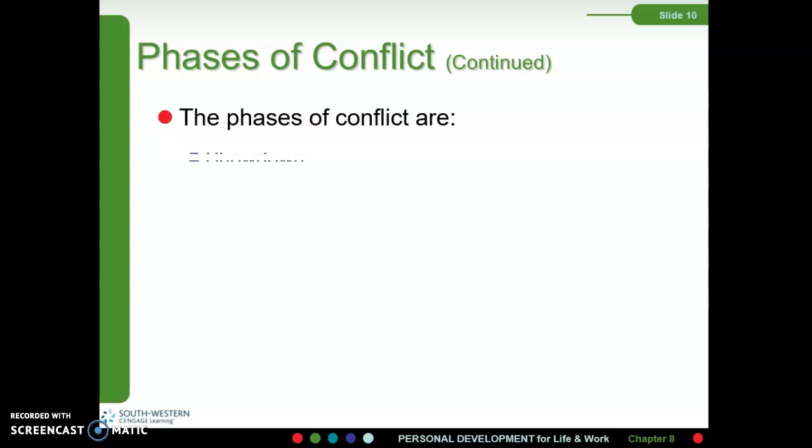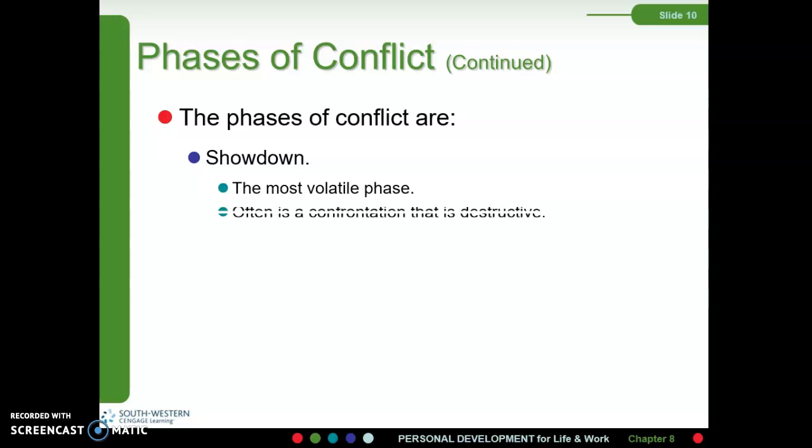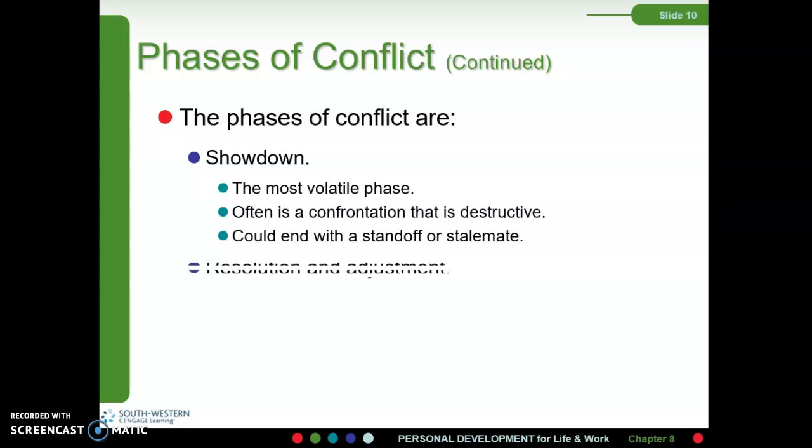Okay? The next phase of conflict is showdown. This is the most volatile phase. It's very destructive and confrontational. This person is out of control. Showdown means they didn't pass the spark and they didn't pass all the phases of getting out of control and the intensity. They're now confrontational. It could end with a standoff or a stalemate.